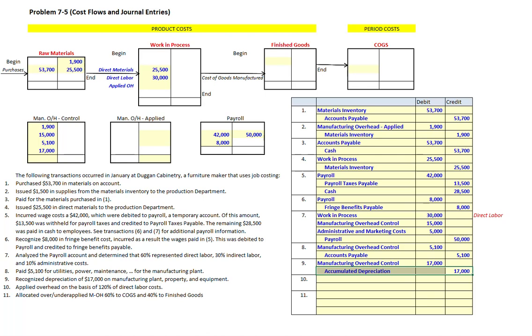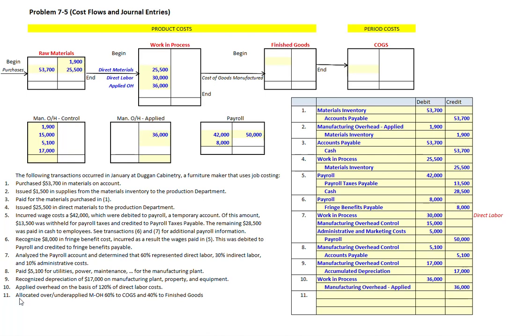In number 10, we are told that we are going to apply manufacturing overhead on the basis of 120% of our direct labor cost. And our direct labor cost was $30,000, so 30,000 times 1.2 will give us our $36,000 debit to work in process, which of course increases work in process, and we need to credit manufacturing overhead applied.